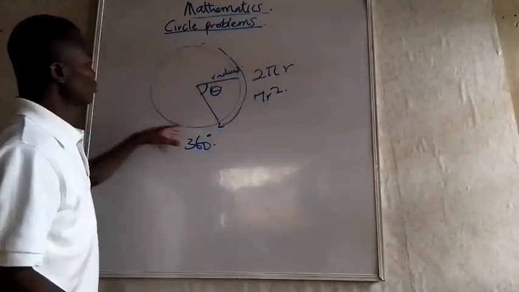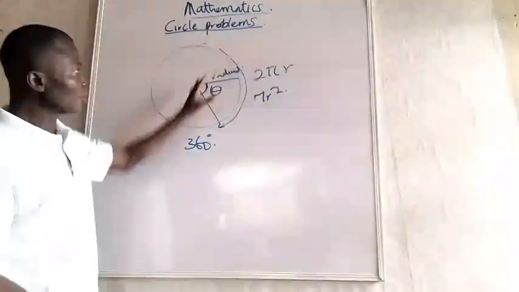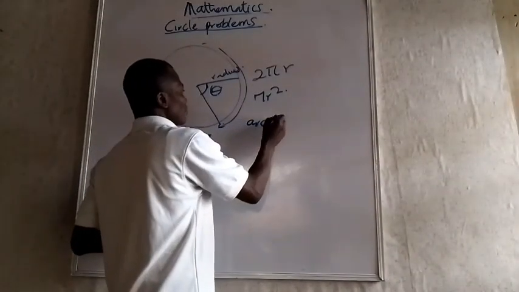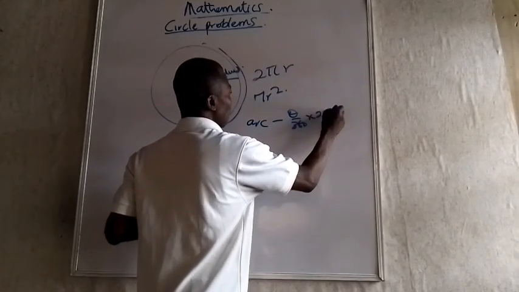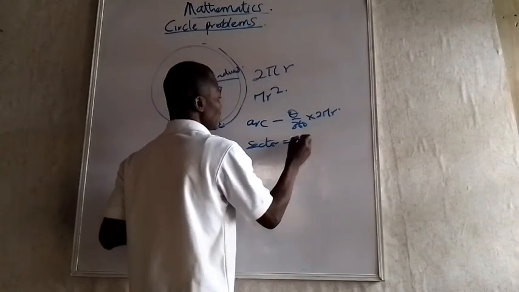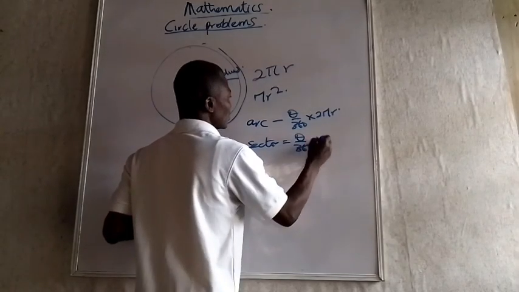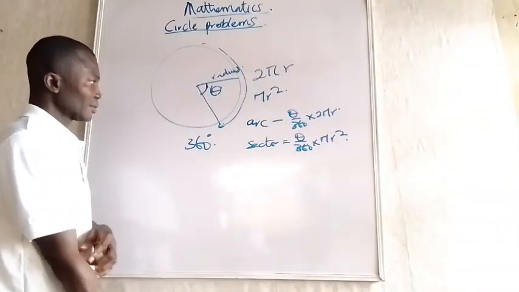So, this length will be proportional to the angle subtended at the center, or the area. So, length of arc will be theta over 360 times 2 pi r. Area of sector will be theta over 360 times pi r squared. Now, we can leave that.